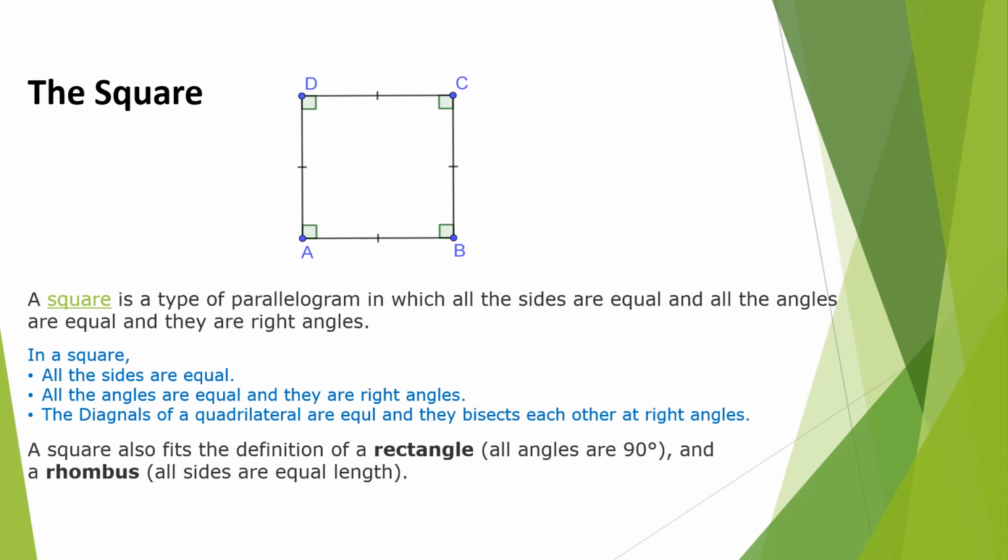In a square, all the elements are equal. All the elements means there are 10 elements in a quadrilateral: 4 sides, 4 angles, 2 diagonals. 4 sides are equal to one another. 4 angles are equal to one another. And 2 diagonals are also equal to one another. I hope you understood, children. Let us move on to the next type of quadrilateral.